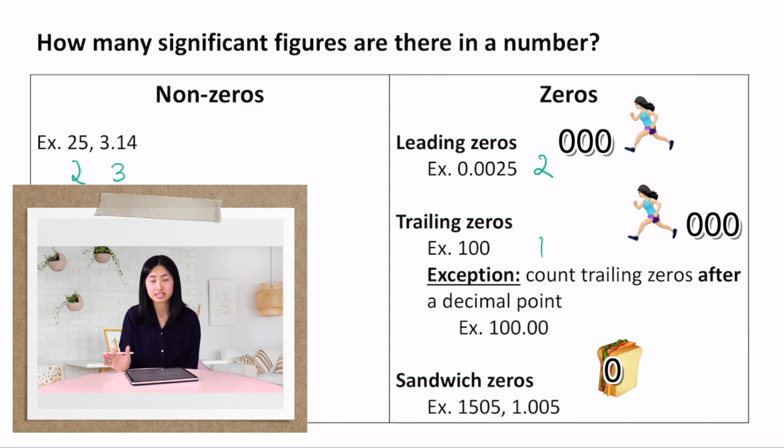Now, there's going to be an exception here because if you have 100.00, any zero that is after the decimal point will count as a significant figure. So if you look at 100.00, there's going to be 5 significant figures because all of this will count as significant figures. Moving on to sandwich zeros, they're always significant. So if you look at 1505, there's 4 significant figures. And if you look at 1.005, there's also 4 significant figures.